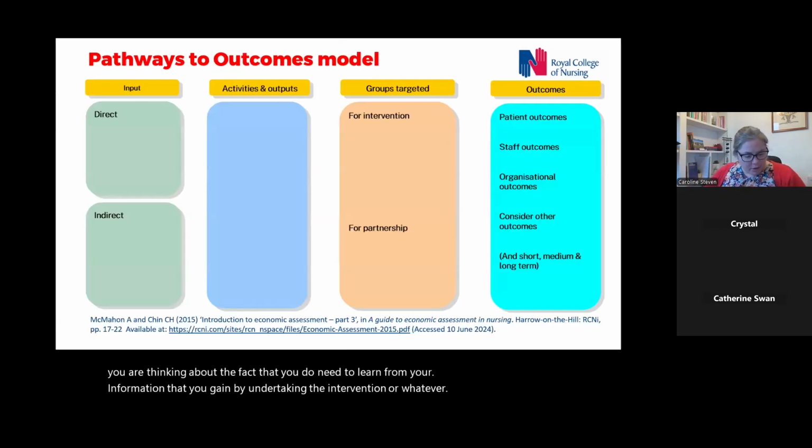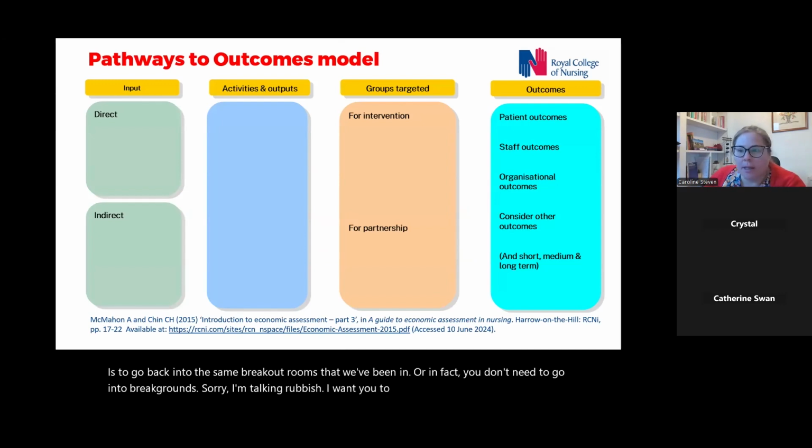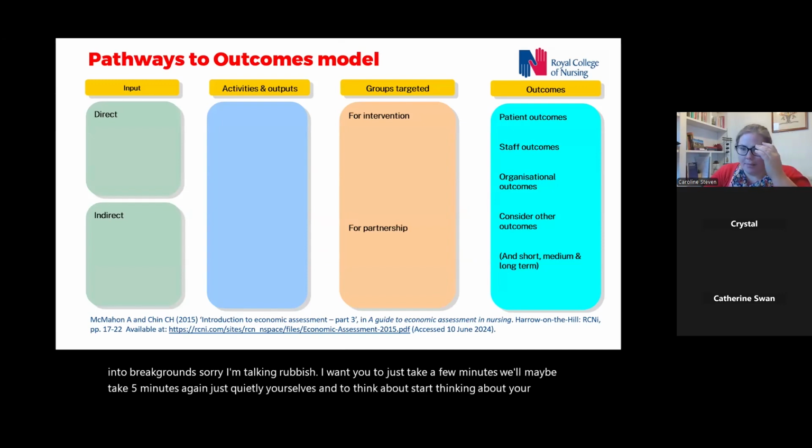So what I would like us to do is to go back into the same breakout rooms that we've been in, or in fact, you don't need to go into breakout rooms, sorry, I'm talking rubbish. I want you to just take a few minutes, we'll maybe take 5 minutes again, just quietly by yourselves to start thinking about your own project.